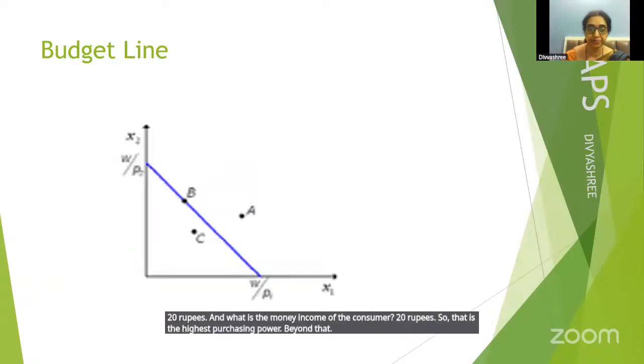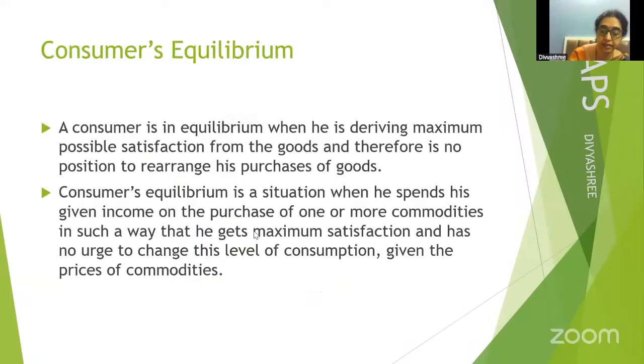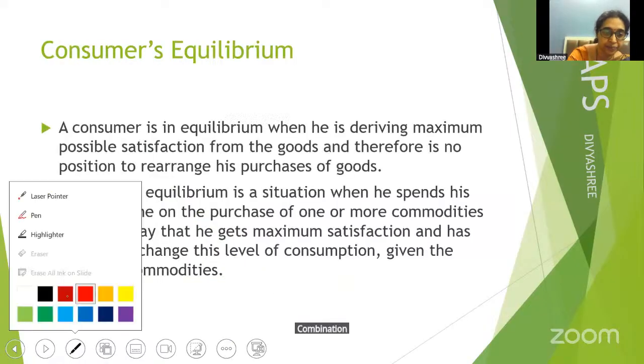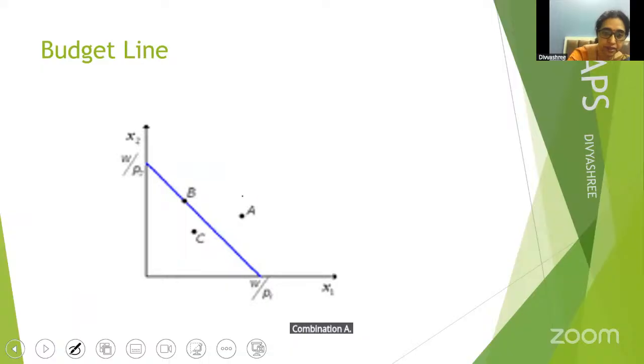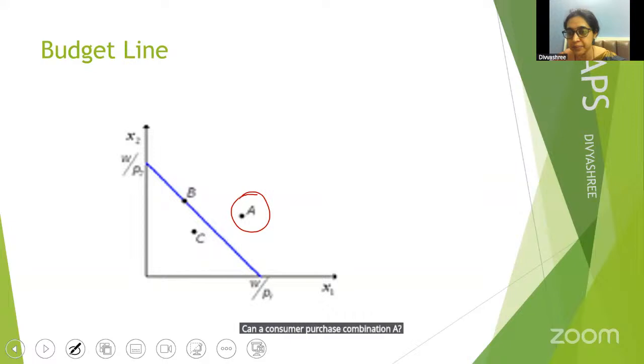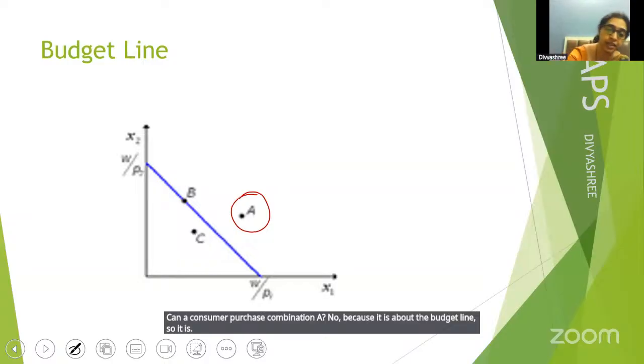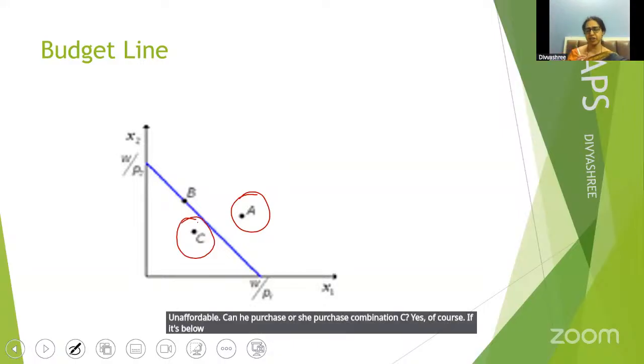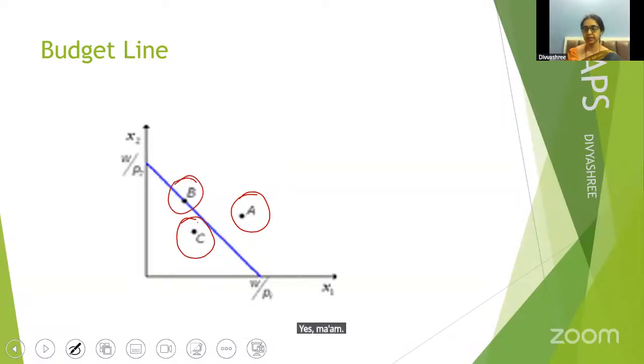Beyond that, combination A. Can a consumer purchase combination A? No, because it is above the budget line, so it is unaffordable. Can he or she purchase combination C? Yes, of course. It is below the budget line, so it is definitely affordable. Combination B? Yes.